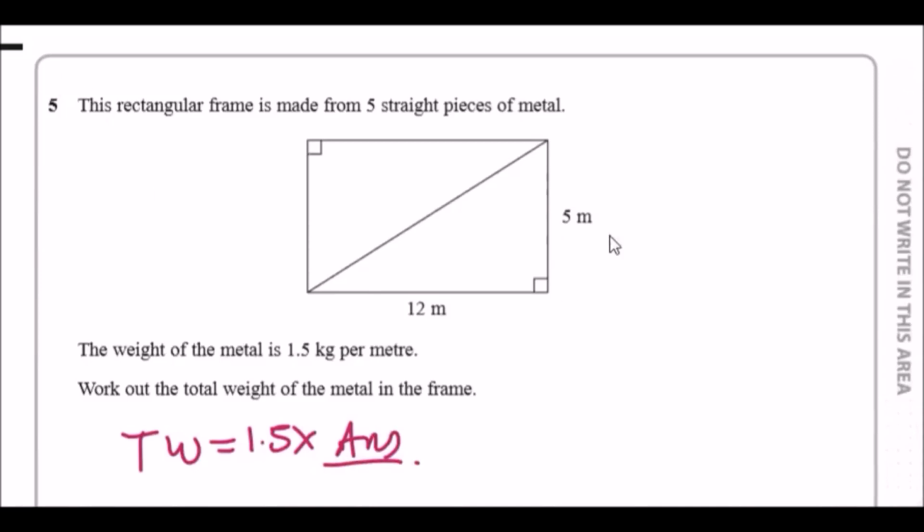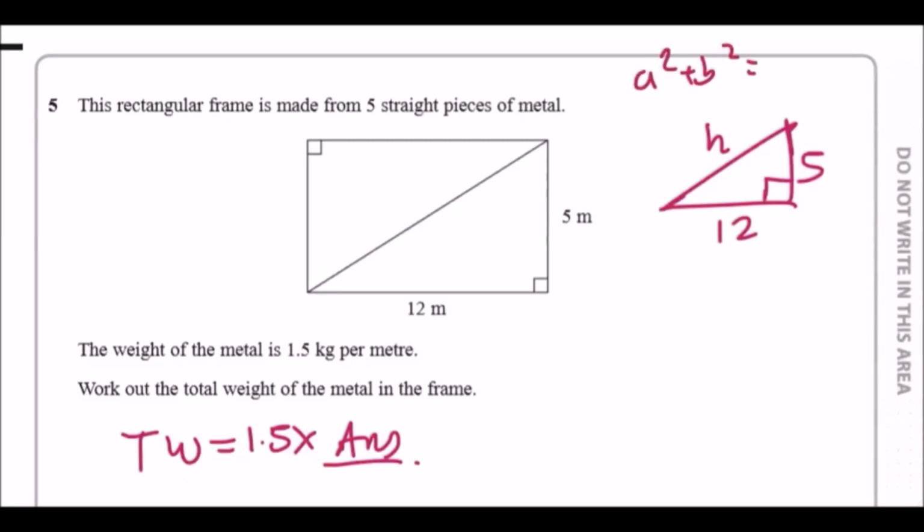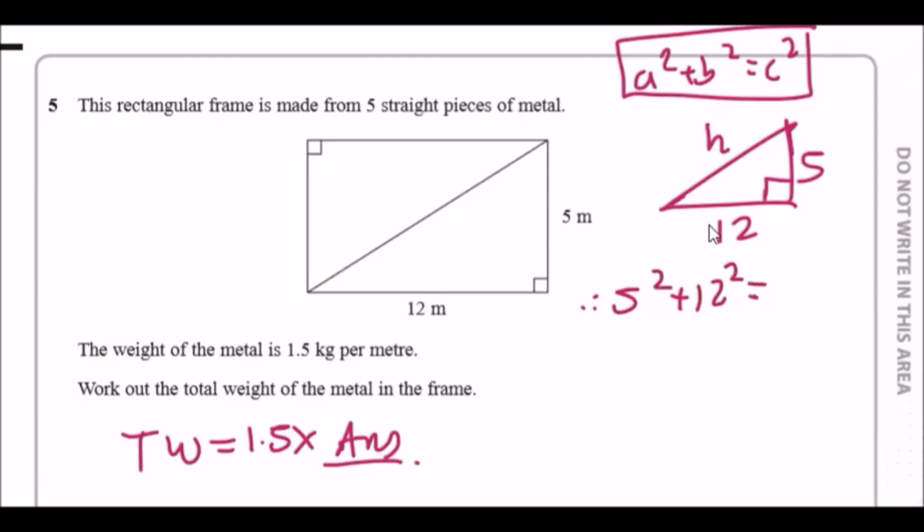Now, how to do this? Well, first things first, this is a right angle triangle, so using Pythagoras, we can work out this diagonal side. So just whip out our triangle here. Call this one 5 and 12. Call this one h, hypotenuse. So using the a squared plus b squared equals c squared method, i.e. Pythagoras, where a and b are the short sides, we can say now that 5 squared plus 12 squared must equal c squared, which is h squared. And we just solve it.